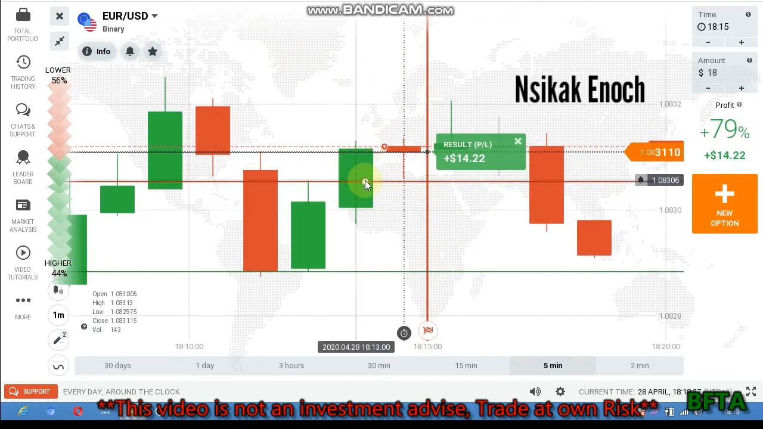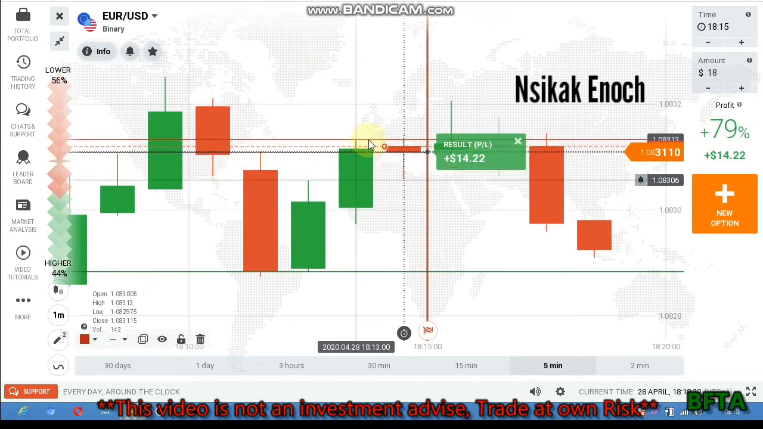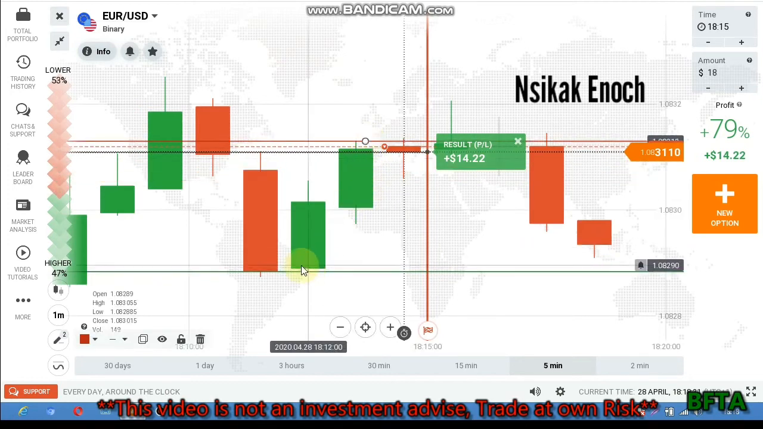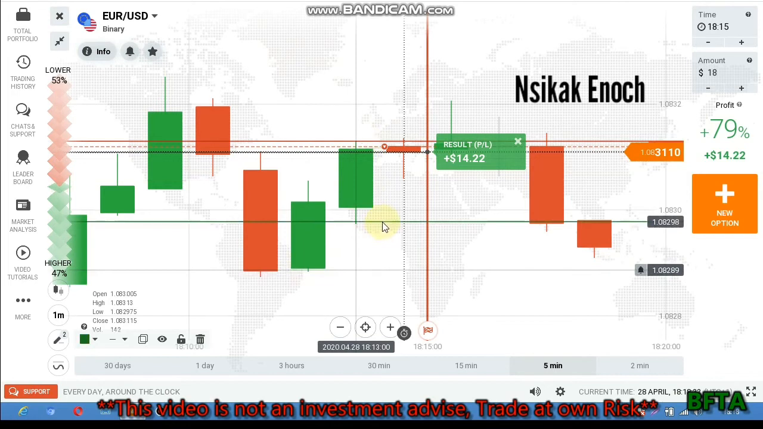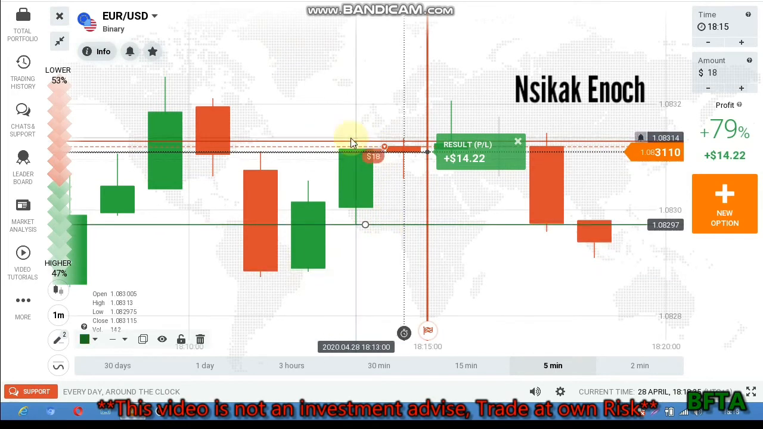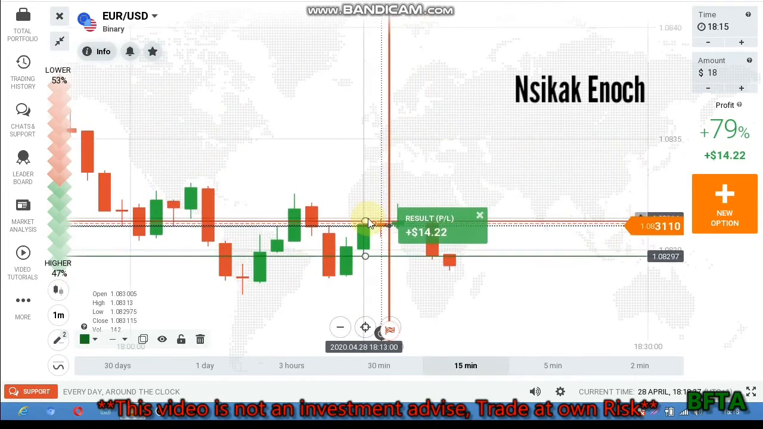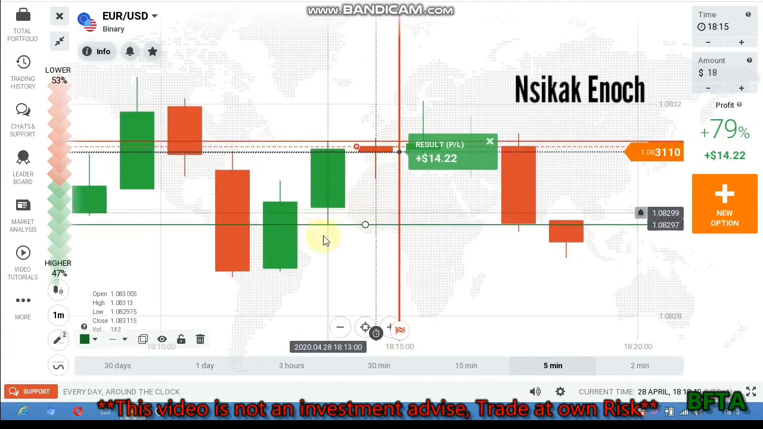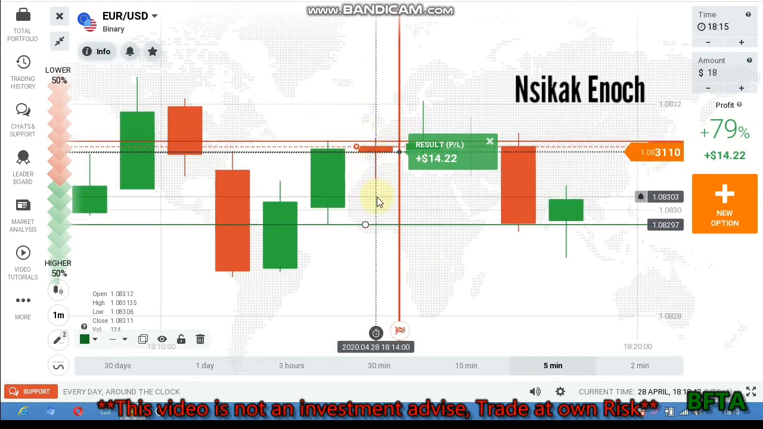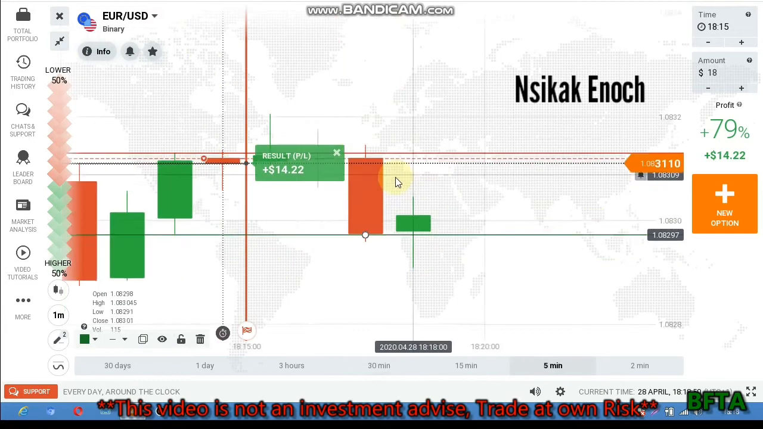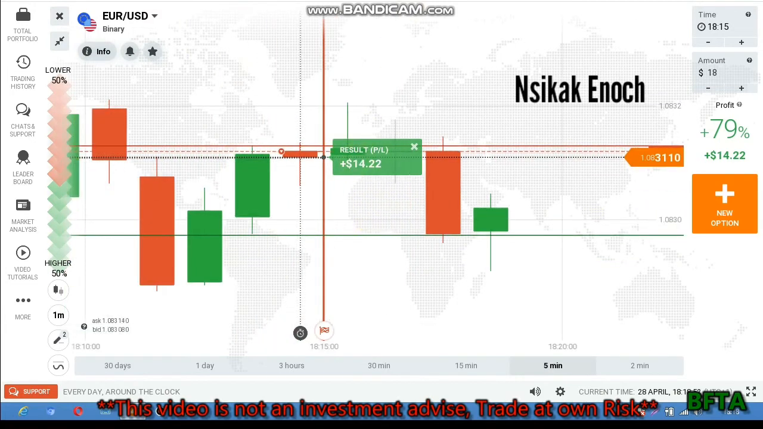And here I place put option because the sellers are here, the buyers are here, the sellers are here, the buyers are here, and again it's very far from the buyers' entry point here, and it's very close to the sellers' entry point. So the next candle here will be bearish in the direction of the trend. That's why I place put option here.